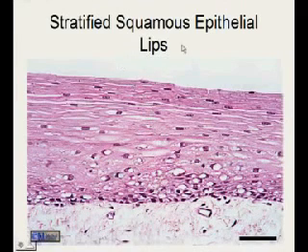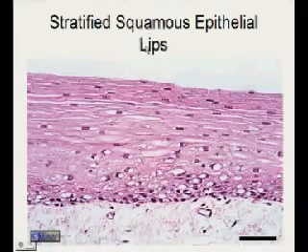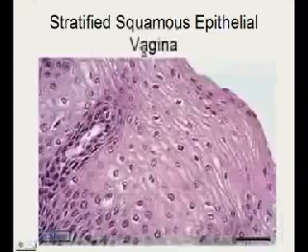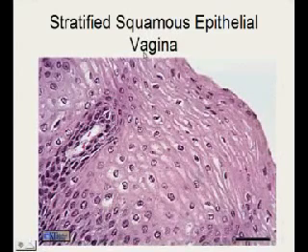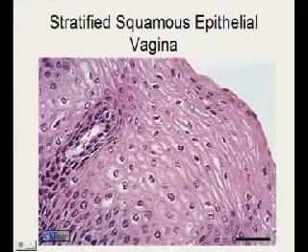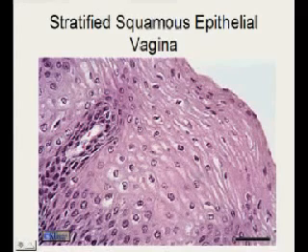Again, stratified squamous epithelial, we see it lining the entranceways into the GI tract. For example, this is the lips. The following slide is stratified squamous epithelial in the vagina. I also could put up a slide that shows you the rectum, which would show you very similar patterns. So any of the surfaces that enter the digestive tract have stratified squamous epithelial, or any opening into the human body, such as the vagina, has stratified squamous epithelium.